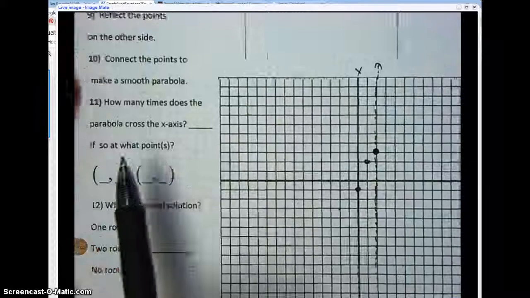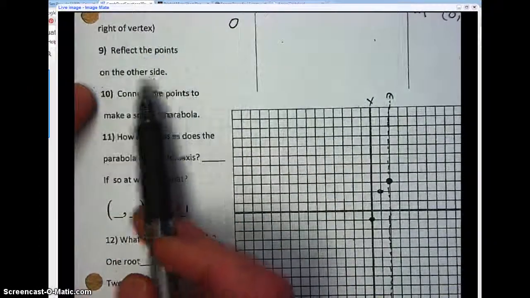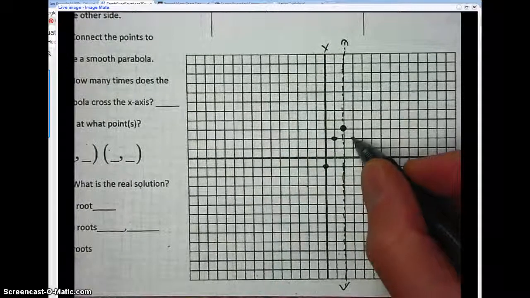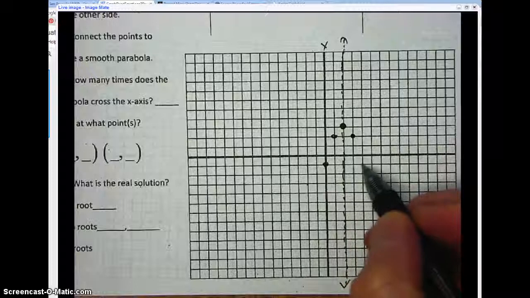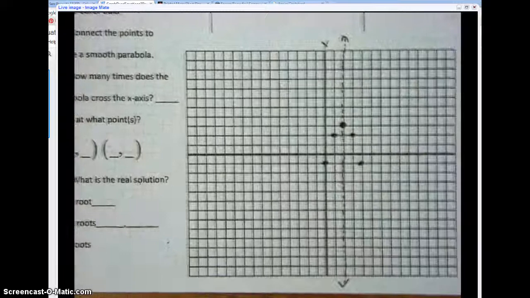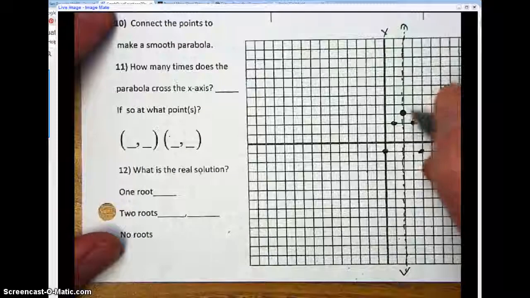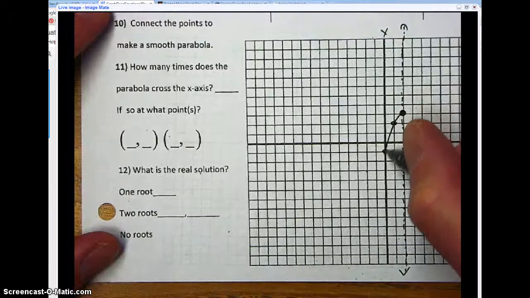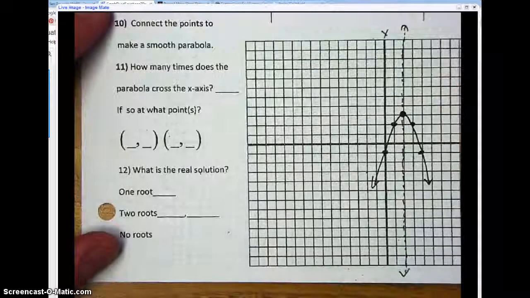Step 9 says, reflect the points on the other side. Make the left side of your face look like the right side. I need to put an ear here, right? And see how this is down here? I go to the right there. What does the next thing say? Connect the points to make a smooth parabola. You're not connecting with lines, you're doing a curve, because a parabola is a curved shape. And down it goes, and there's your parabola.